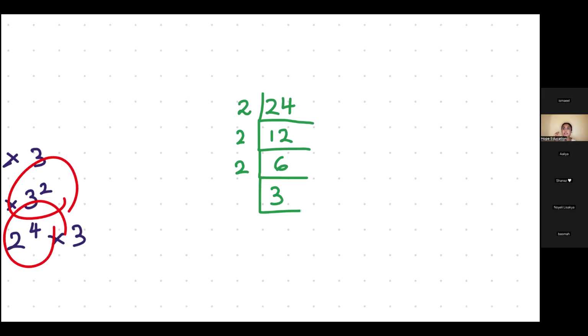Yes. We start from the smallest prime number 2. So 24 could be divided by 2, 12 could be divided by 2, 6 could be divided by 2. Then we came to 3. 3 cannot be divided by 2. Then we go to the next prime number.